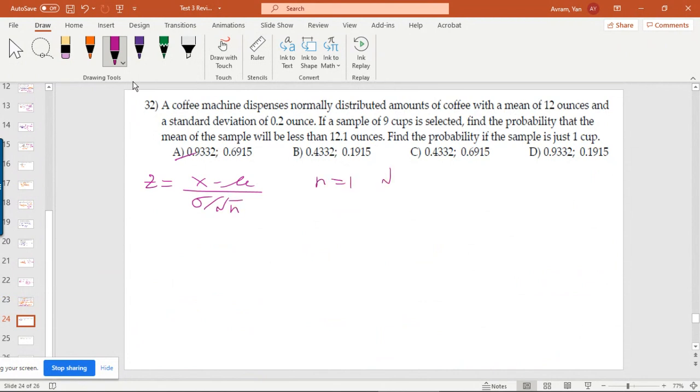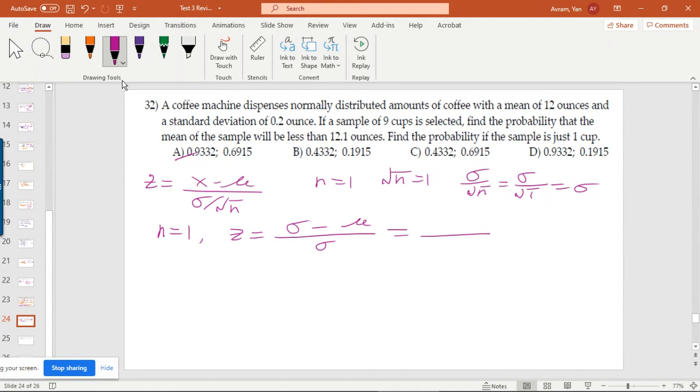Look at that, when n equals 1, the square root of n will be 1, right? Then if you have sigma divided by the square root of 1, this is 1, so this will be just sigma. That's why when we have n equal to 1, we don't have to have this one right here. But this is called the central limit theorem, which is much more general. Even with n equal to 1, you can still use the same formula, you just don't have to divide by 1. So when n is 1 right here, we have g will be just x bar minus mu over sigma, okay?